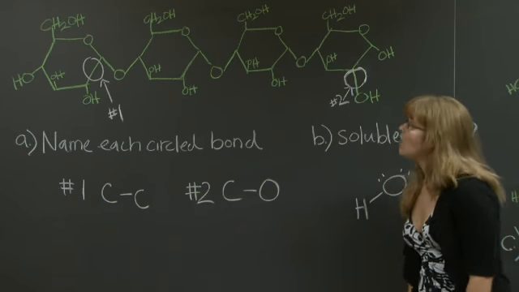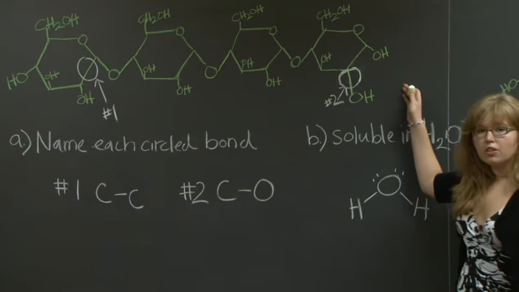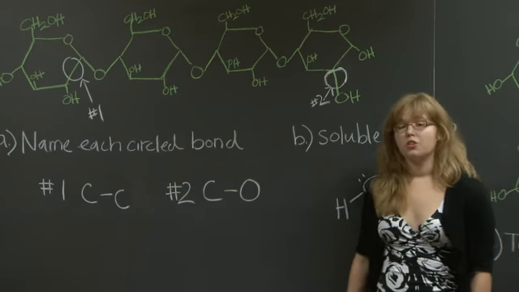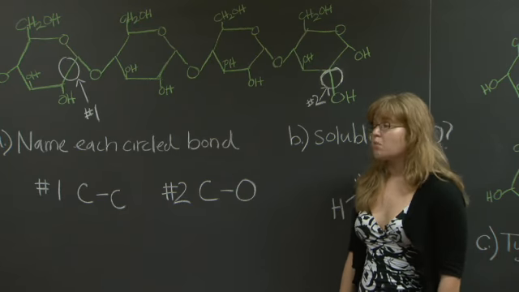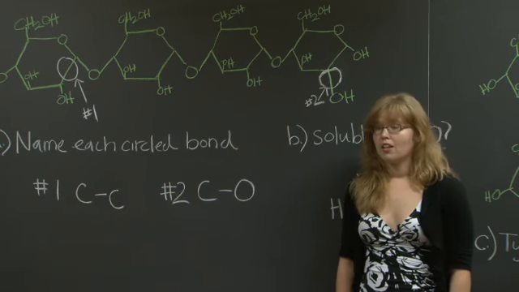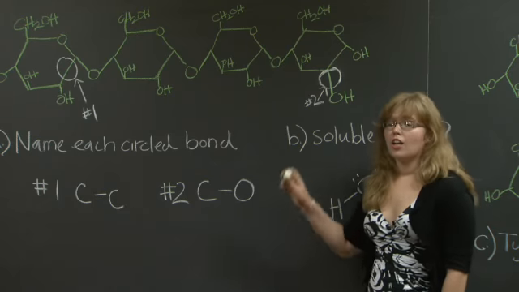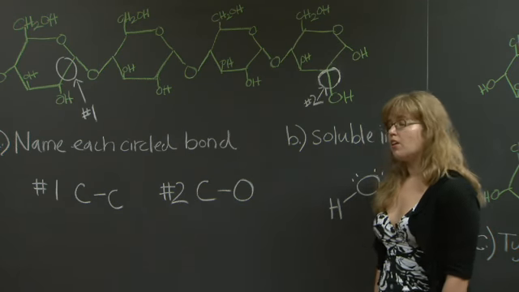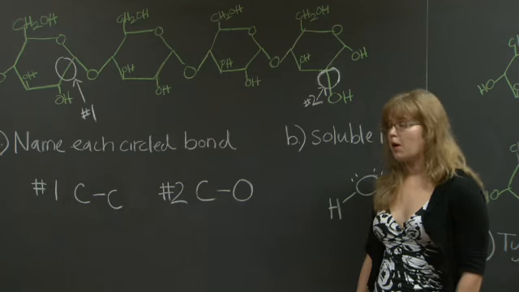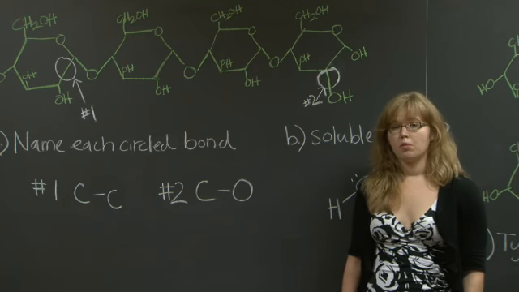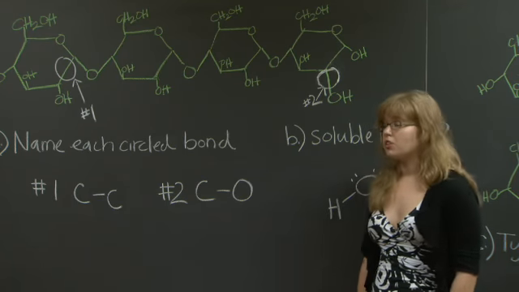First of all, what is this molecule? To me, this molecule looks like it's a sugar. It's a polysaccharide to be exact. And it's actually a chain of glucose molecules. So in this problem, the first part of the problem asks us to name each circled bond in this molecule.